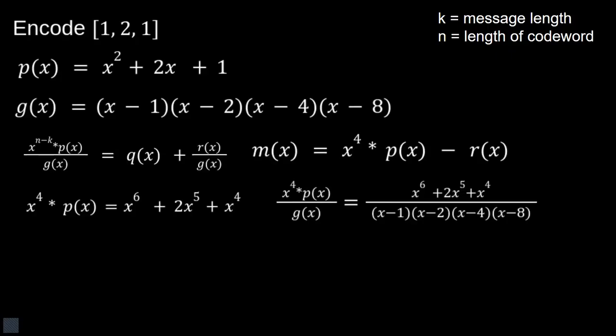Here we also have a formula that will help us create a code word with parity checks. Note that n is the total size of the code word and k is the message size. In this example, n will be 7 and k will be 3. We first need to extend p of x by multiplying it by x to the 4th power, then dividing it by our generated polynomial. To create our message, we take the remainder and subtract it from our extended polynomial.